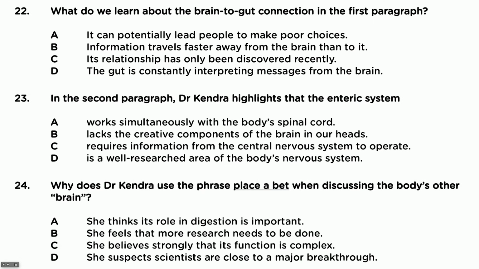Let's look at question 23. In the second paragraph, Dr. Kendra highlights that the enteric system does what? So here we're probably reading for a detail. And if we look at number 24, why does Dr. Kendra use the phrase place a bet, which you can see underlined, when discussing the body's other brain? This is an example of a vocabulary word in context question. So you can see from the questions there what you're reading for, the function of the question. Are you reading for overall meaning? Are you reading for a detail? Are you reading for a particular word in context?